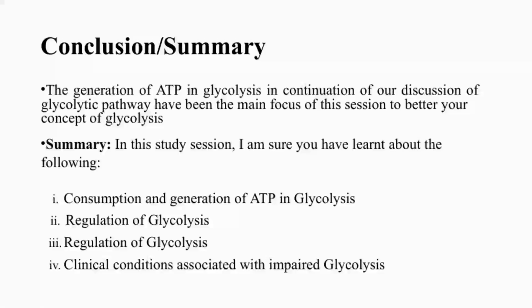especially in anaerobic conditions. We also explored how glycolysis is tightly regulated. Key enzymes like hexokinase, phosphofructokinase, and pyruvate kinase act as control points, ensuring the pathway responds efficiently to the cell's energy needs. This regulation is vital for maintaining metabolic balance and adapting to different physiological states. Furthermore, we discussed clinical conditions related to impaired glycolysis. For example, deficiencies in enzymes like pyruvate kinase can lead to hemolytic anemia, highlighting how crucial this pathway is for normal cellular function and overall health.